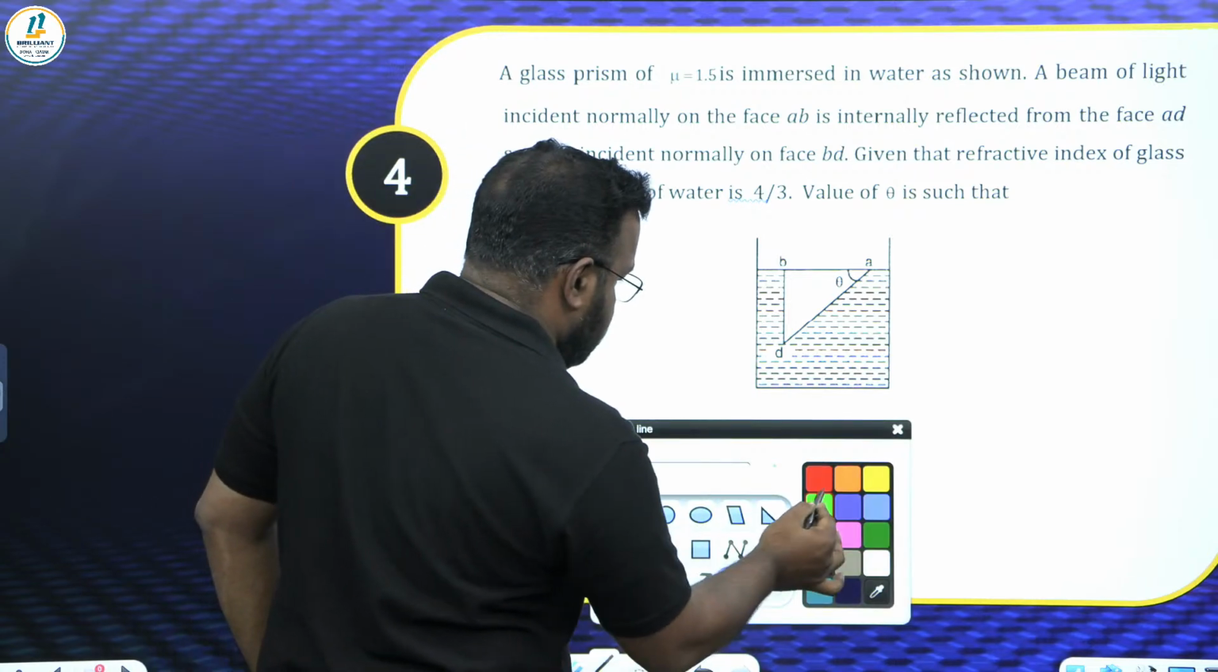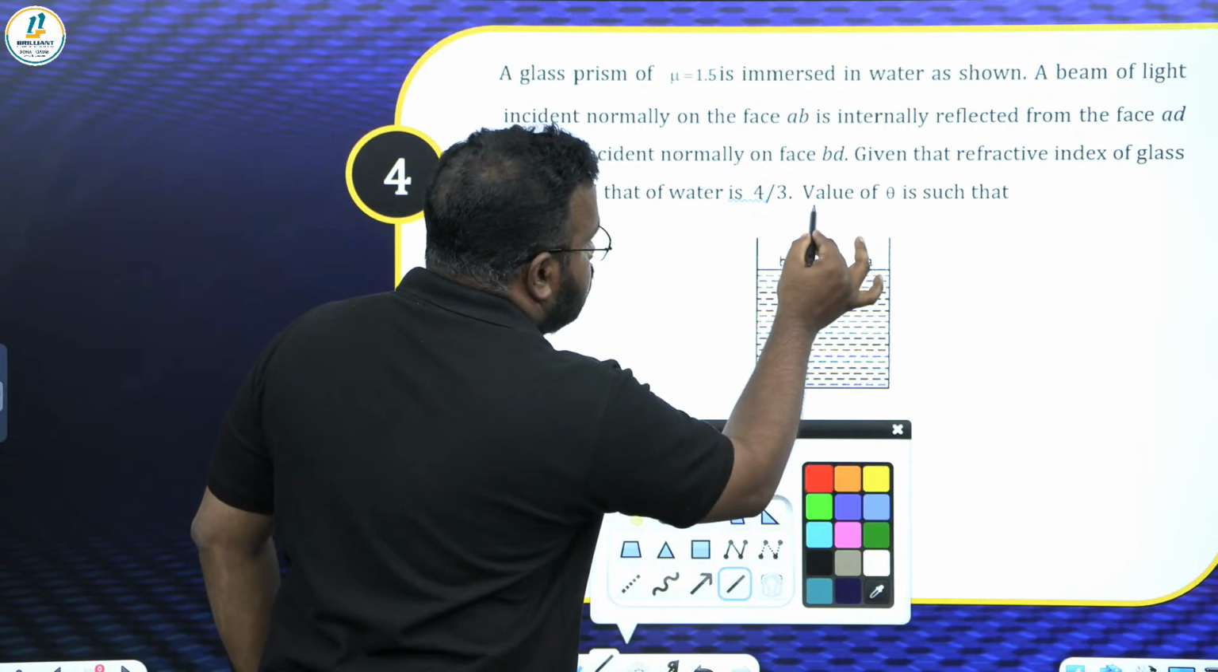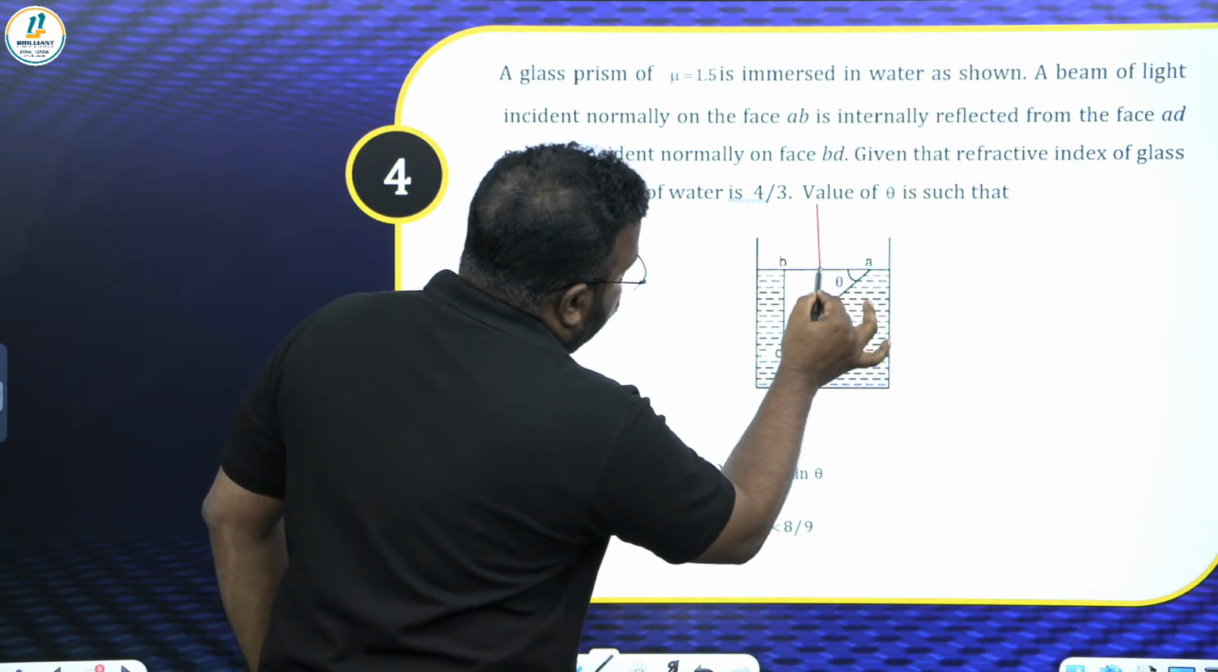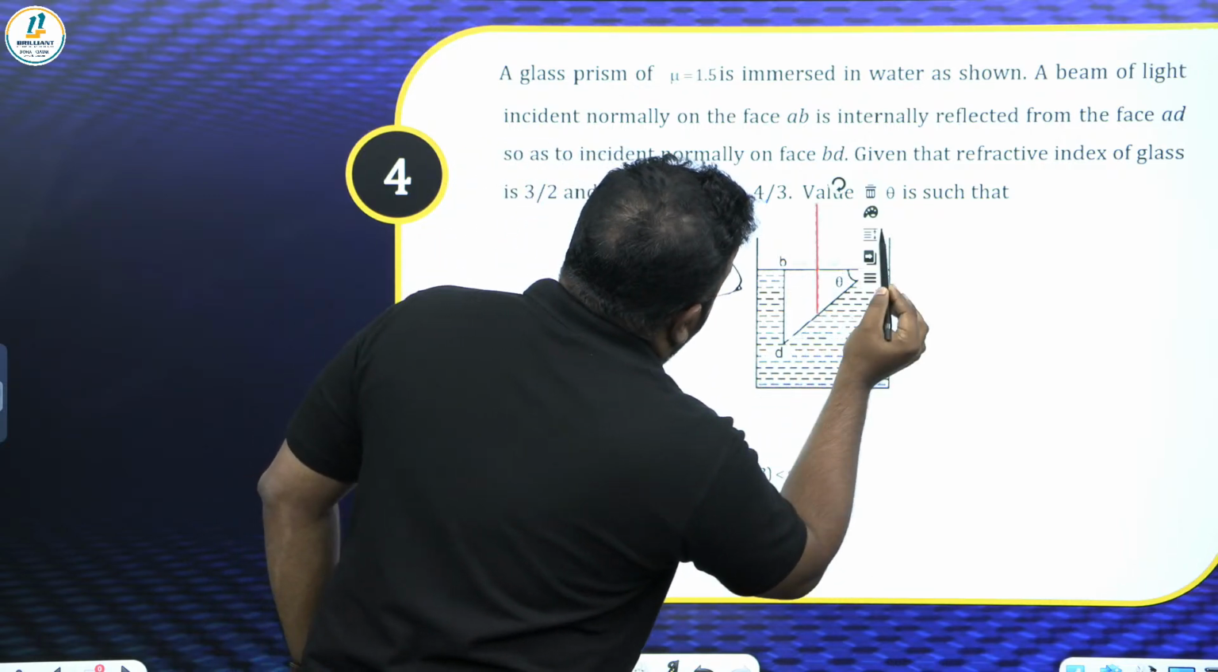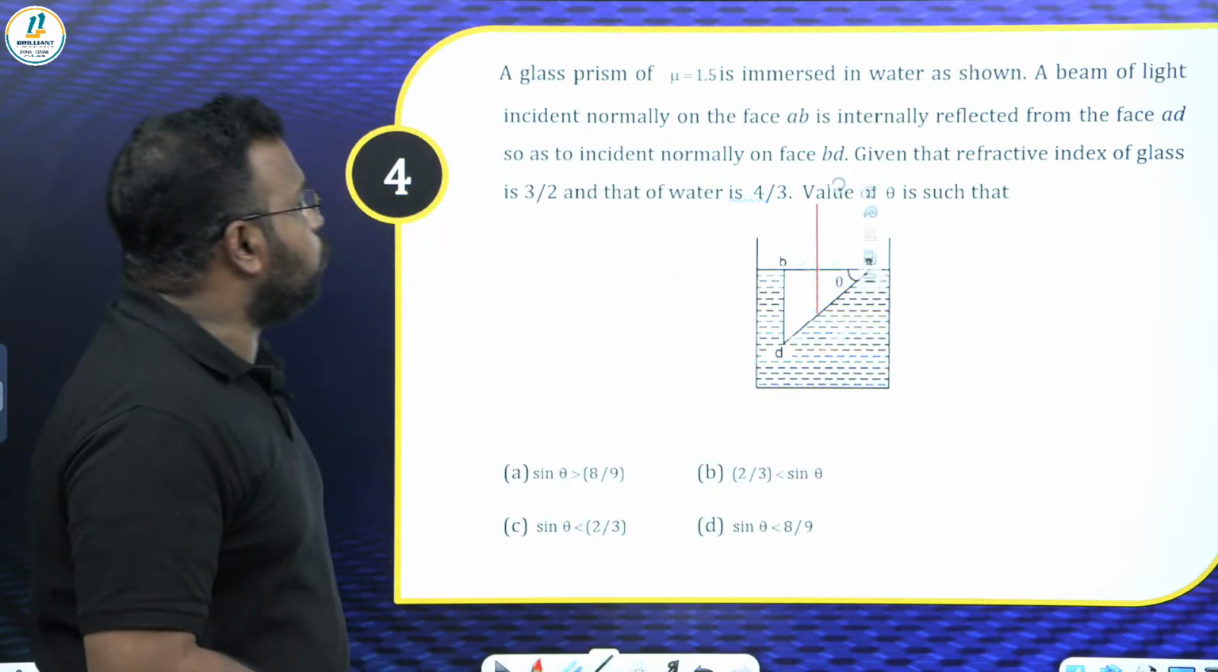So where is the incident ray? We can draw the incident ray like this. It is falling normally. Normally means that it will go straight only. It will go like this. Okay, so it will be going straight. And after that, what is happening?